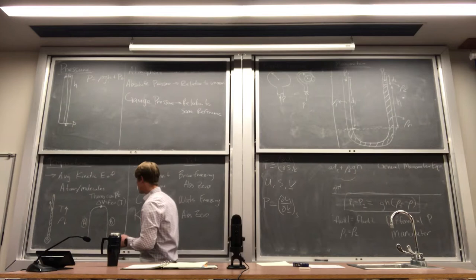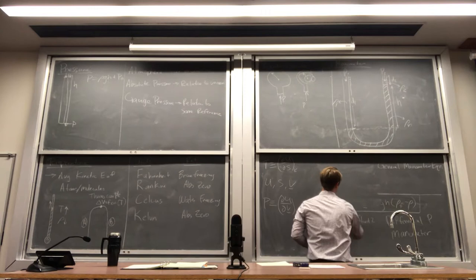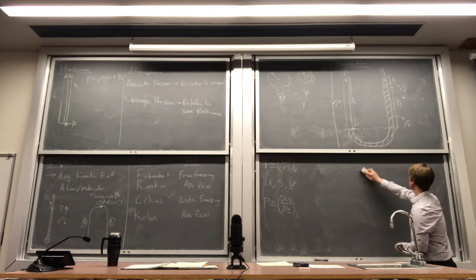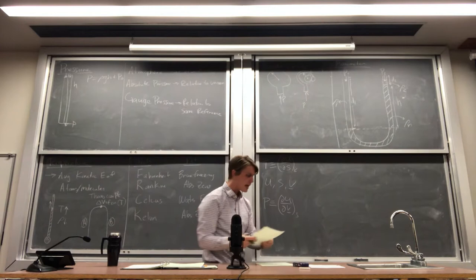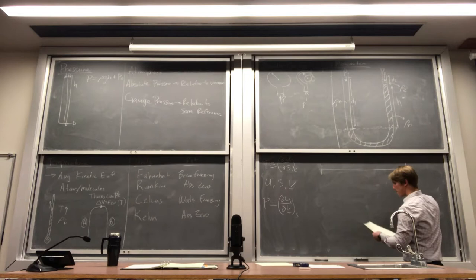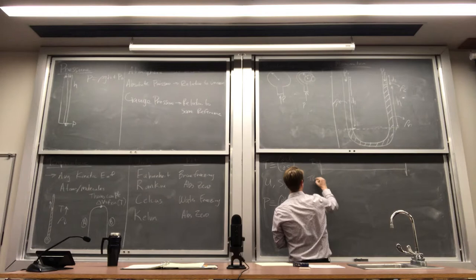Now, the confusing part about temperatures is that temperature is both an interval and a measurement. What I mean by that is that if I were to draw out a sort of a number line here, and I were to have temperature in degrees Celsius and temperature in units of Kelvin, and by convention, we don't write degrees Kelvin, it's just Kelvin.